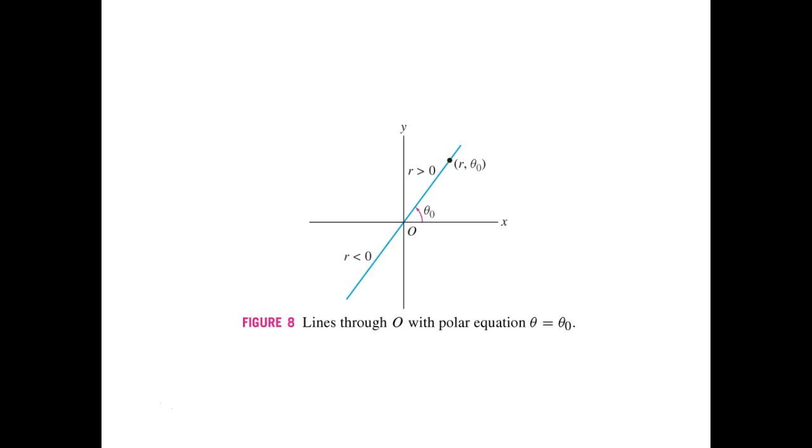This is just giving some lines. Here's a line through the origin. How would we define that line? Who cares what R is? Theta is equal to theta naught. All of this is for negative R's, and all up here for positive R's. Any R you want to put there is on that line. So that's how the equation of a line through the origin in polar coordinates would be theta equal theta naught. Doesn't matter what R is. It can be anywhere from negative infinity to positive infinity.